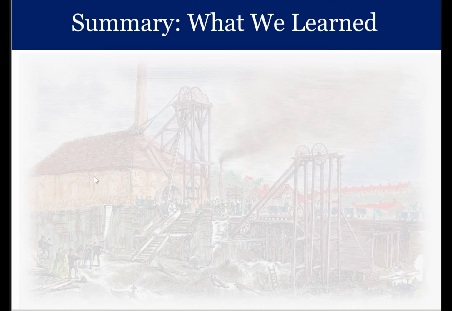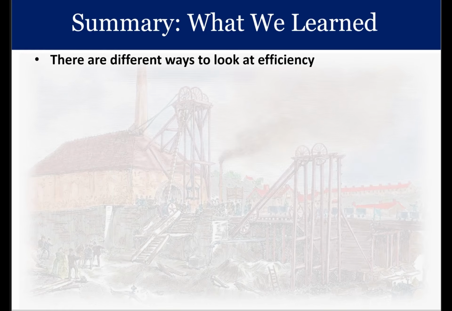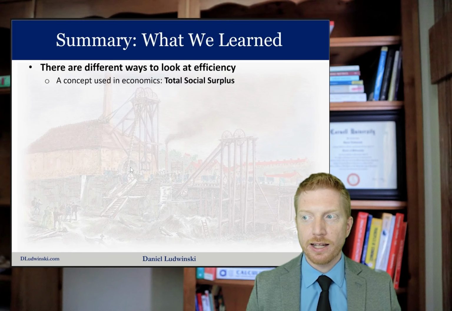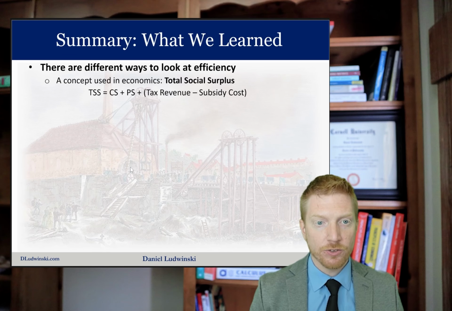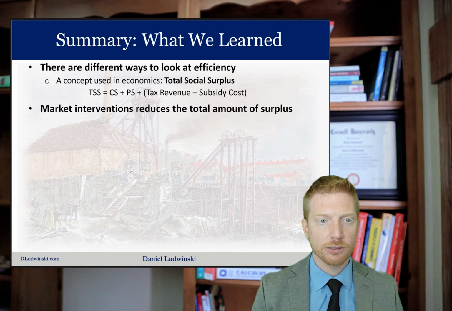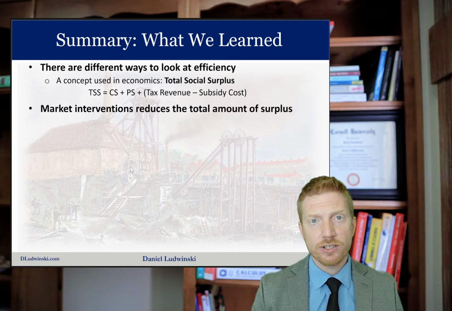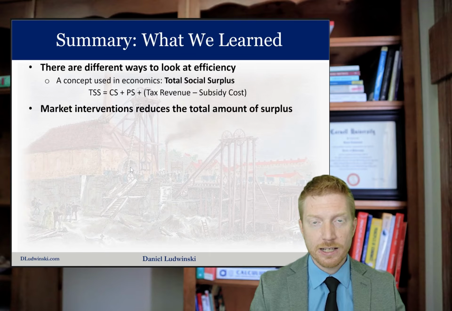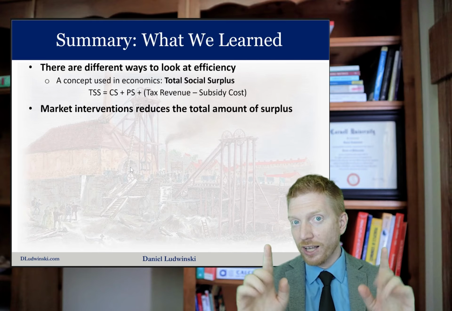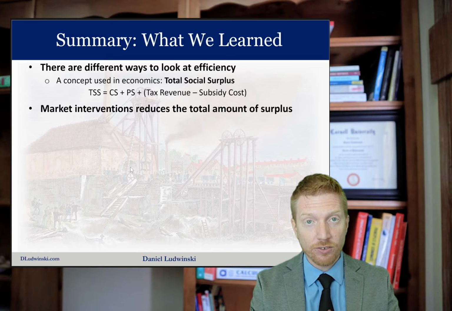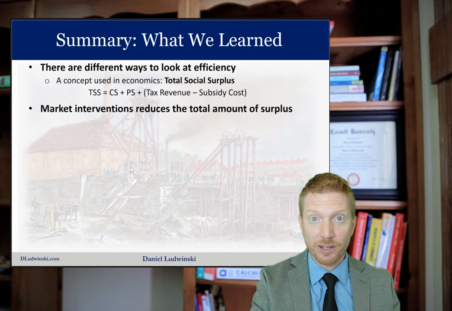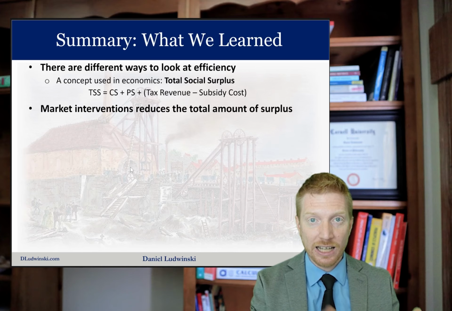So to summarize what we learned, there's different ways to look at efficiency. One concept that is used in economics is total social surplus. That's the consumer surplus plus producer surplus plus tax revenue minus subsidy cost. We also saw that market interventions reduce the total amount of surplus. Now, this is assuming that the market wasn't having problems before. If a market is having an externality, for instance, it is very important to tax that market because it is already overproducing, and the tax helps bring that back.